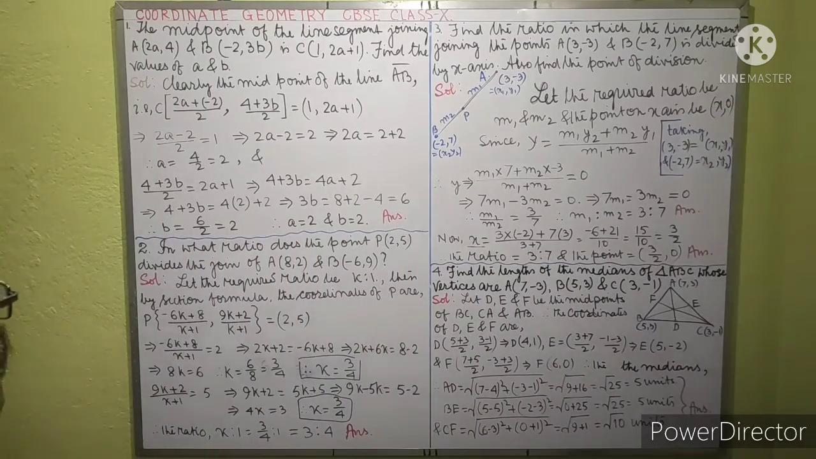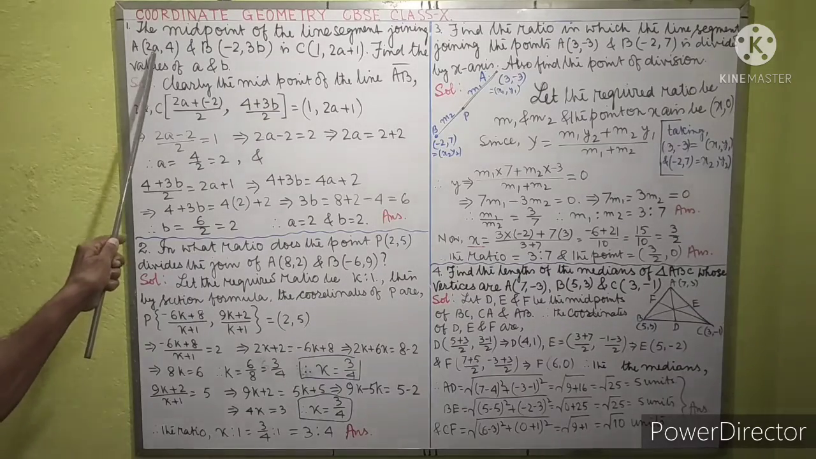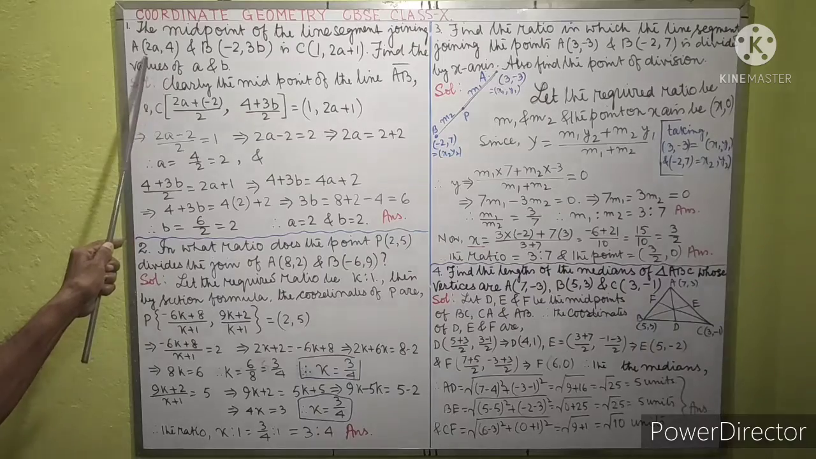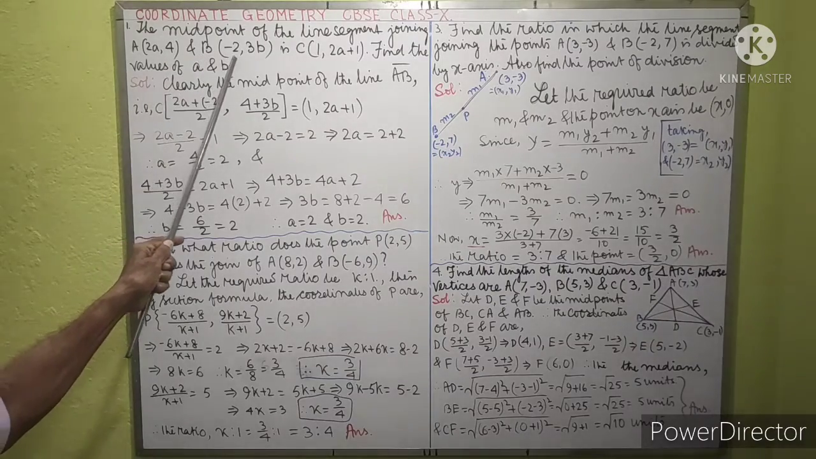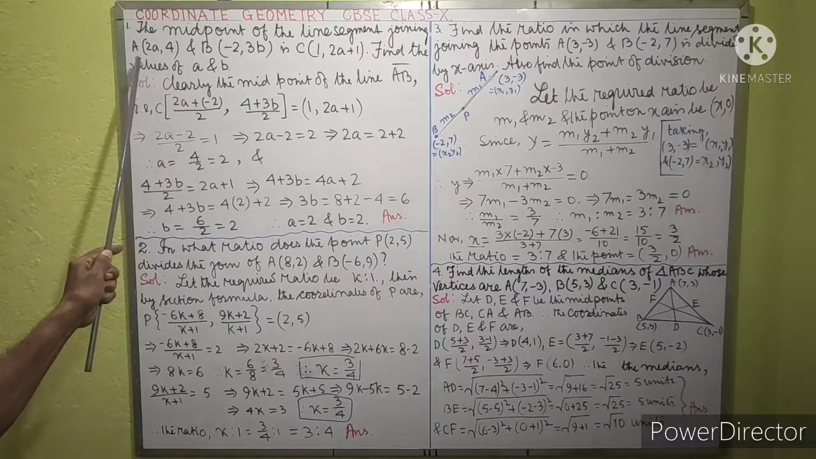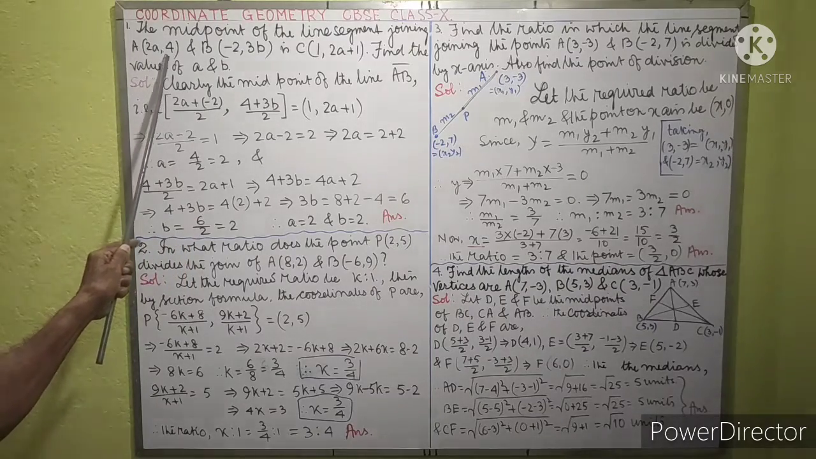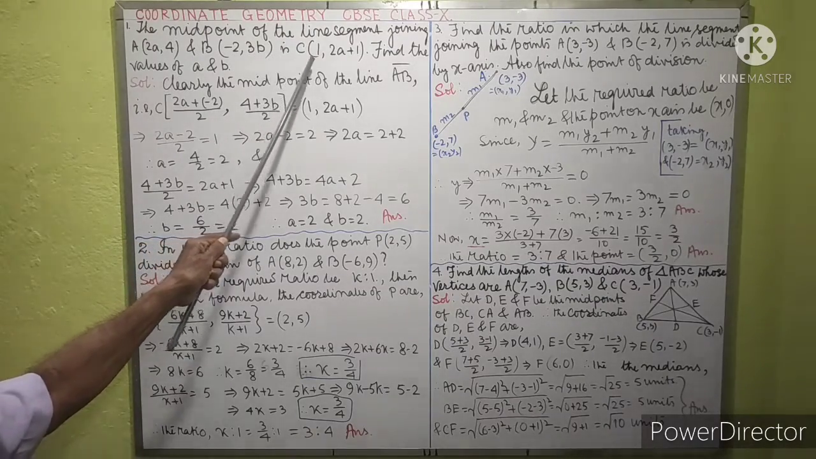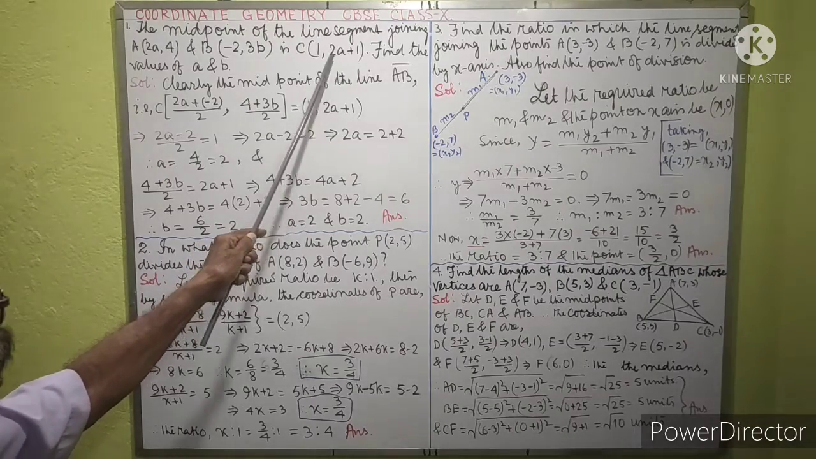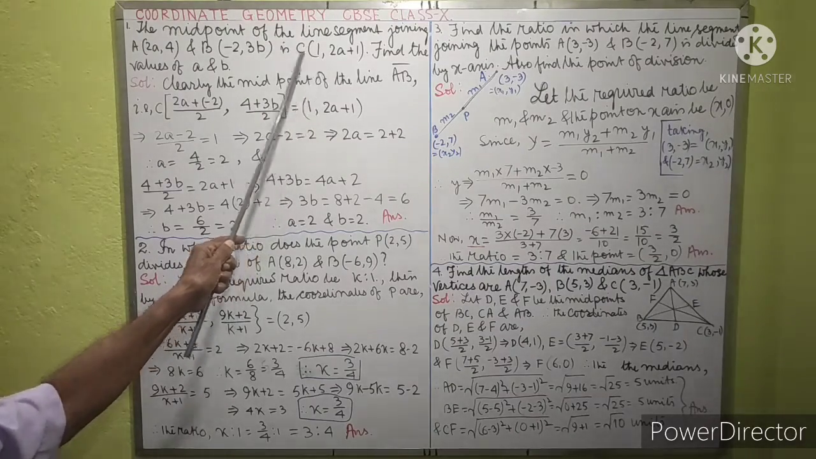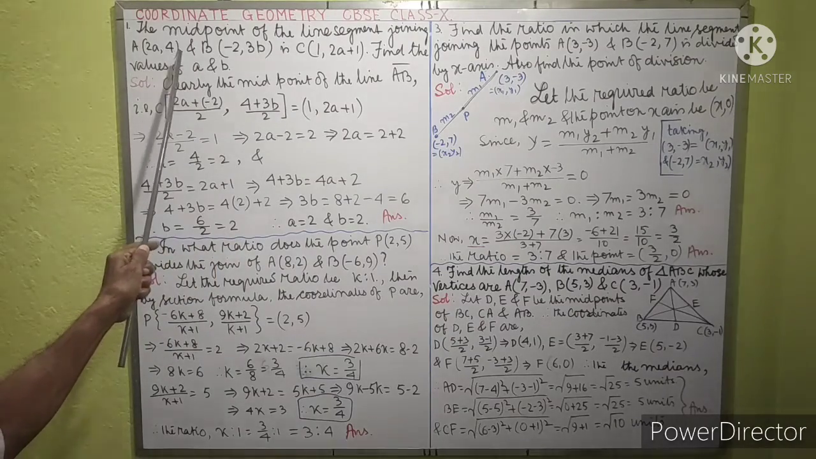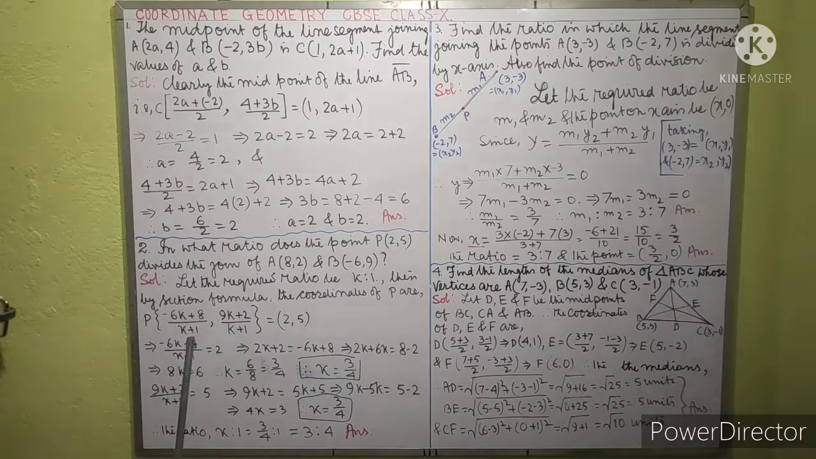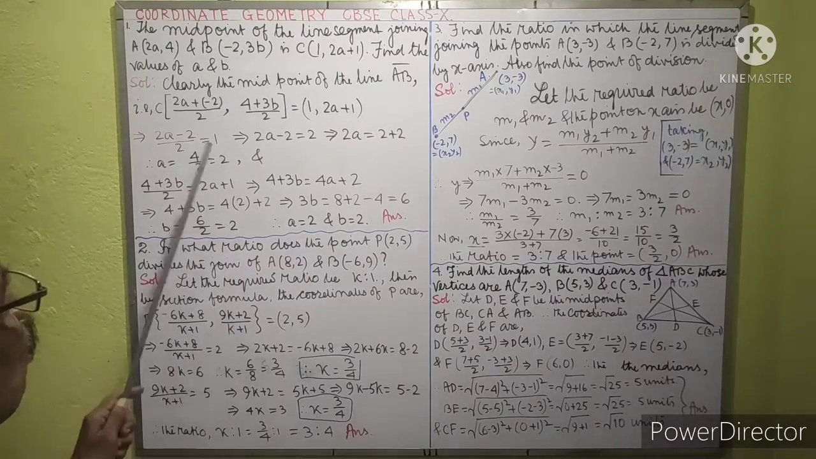The first problem is that the midpoint of the line segment joining A (2a, 4) and B (-2, 3b) is C (1, 2a+1). C is the midpoint between A and B, that is, when the straight line AB is joined, C is the midpoint. We have to find the values of a and b.